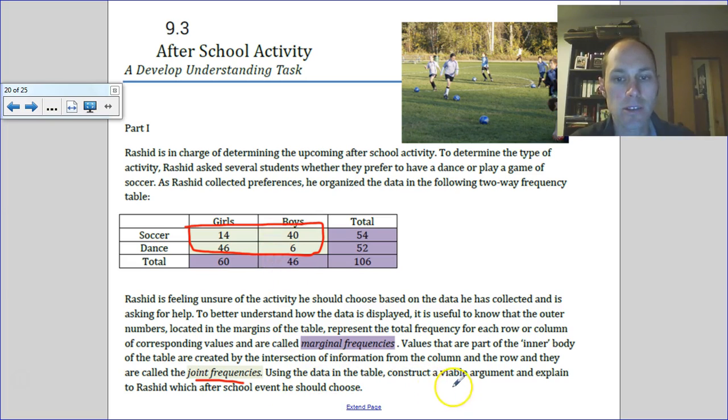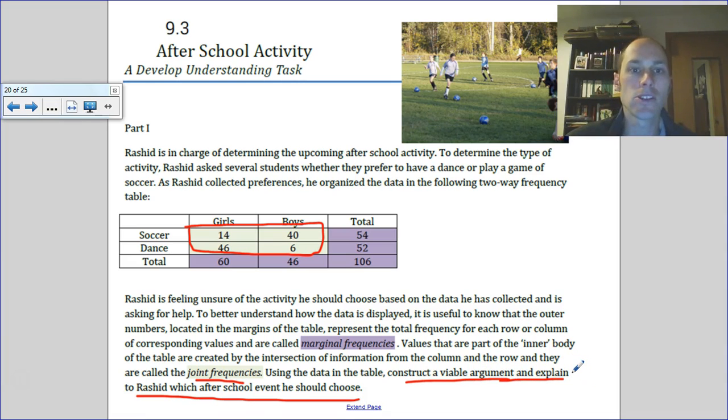So using the data in the table, construct a viable argument and explain which event Rashid should choose for the students in the after-school program. So jot down some notes. I'll share some thoughts, but it's basically, what do you notice? What do you notice about this table that would help you to make an informed decision? So pause the video, restart it when you're ready to see my thoughts.